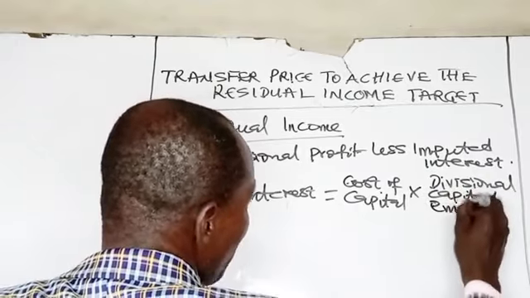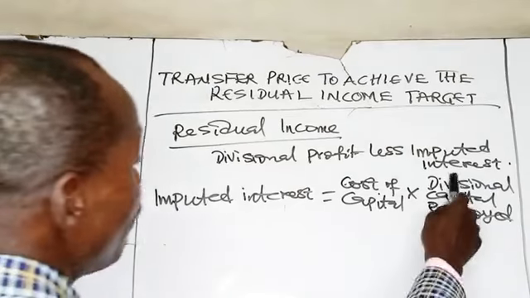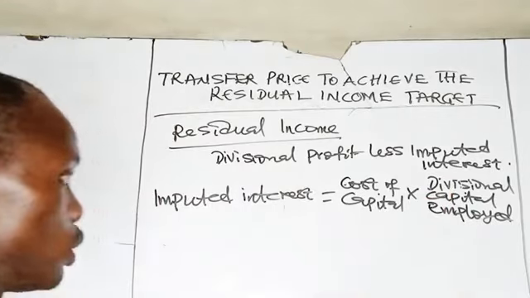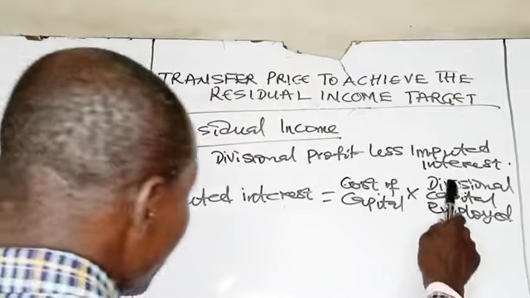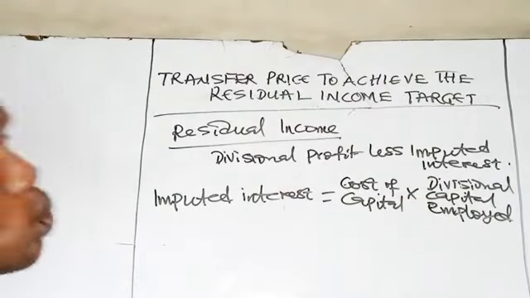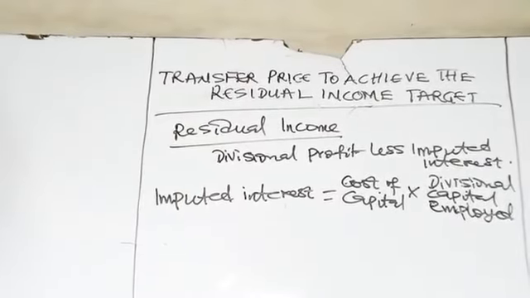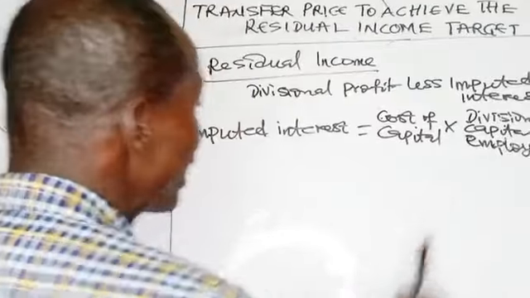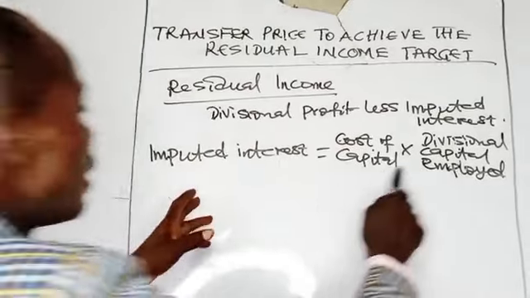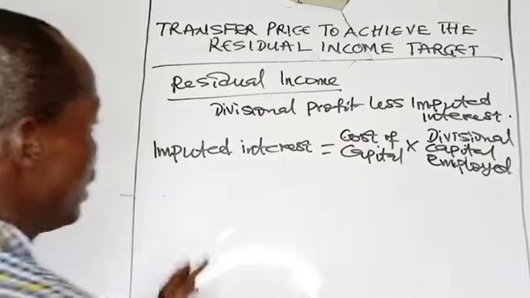Depending on the wording in the question, you may be given divisional investment. If divisional investment is given, that is what you use as your capital employed. If net asset is given, you use your net asset as capital employed. If it is total asset, you use your total asset, and if it is total equity, you use your total equity as capital employed, depending on the information provided in the question. So your divisional imputed interest can be calculated like this.